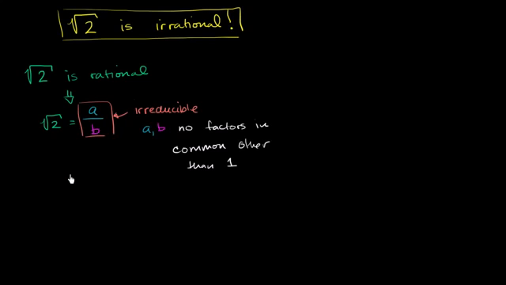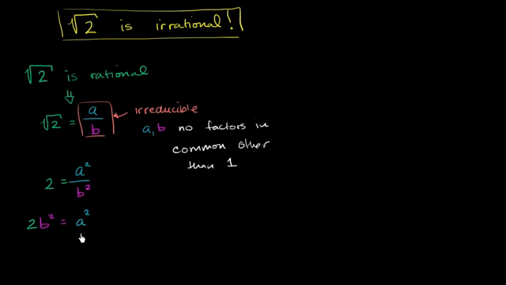So what does that do for us? Well, let's just try to manipulate this a little bit. Let's square both sides of this equation. So if you square the principal root of 2, you're going to get 2, and that's going to be equal to a squared over b squared. That just comes from a over b squared being the same thing as a squared over b squared. And now we can multiply both sides of this by b squared, and so we get 2 times b squared is equal to a squared.